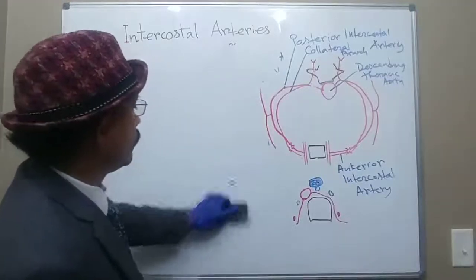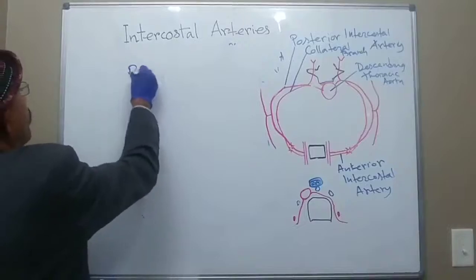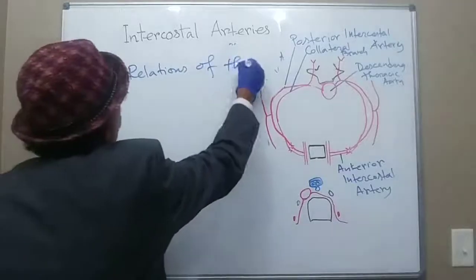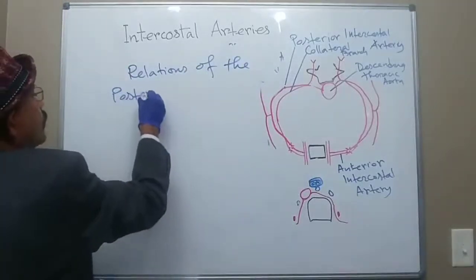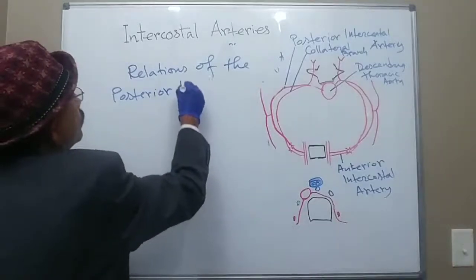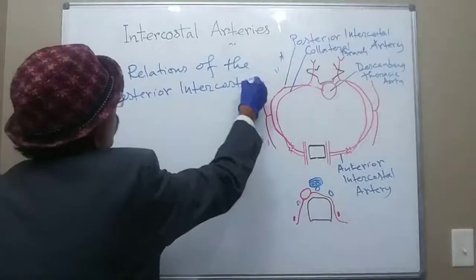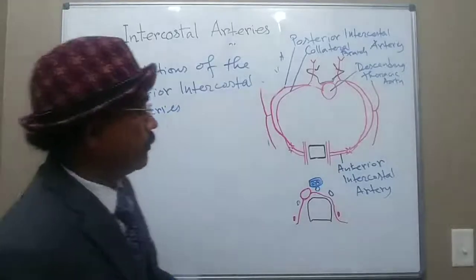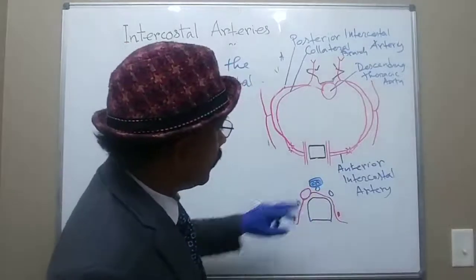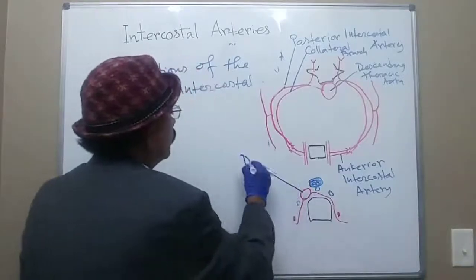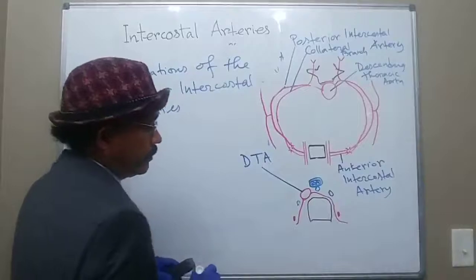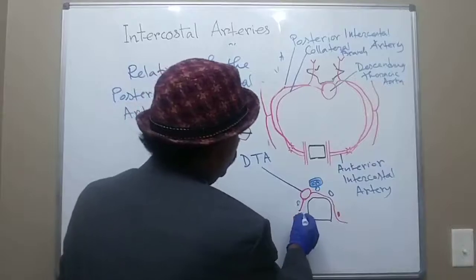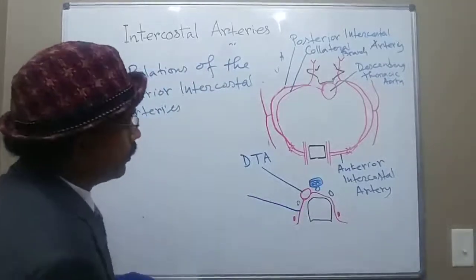Now learn some relations of the posterior intercostal arteries. Okay, so if you look at that, this is what? This is the descending thoracic aorta. This is what? This is the posterior intercostal artery.